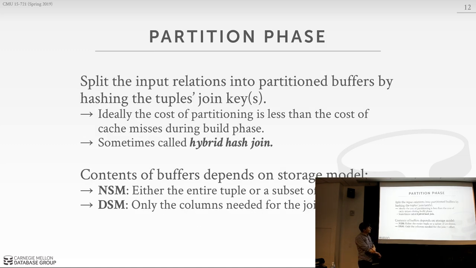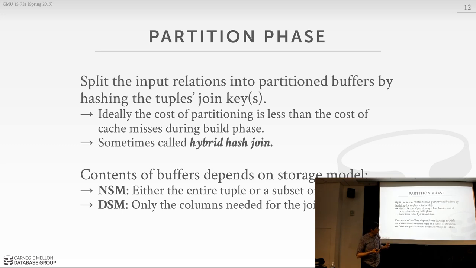All right, so I'm going to go through each of these phases one by one. In the partition phase, the idea is that we want to split both the inner and the outer. You have to do both. We want to split them into these partition buffers based on their join key. The goal here is that the cost of doing multiple passes over both relations and partitioning them, essentially doing copies of them, will be less than the cost of cache misses and TLB misses when we actually do the join in the build phase and the probe phase.